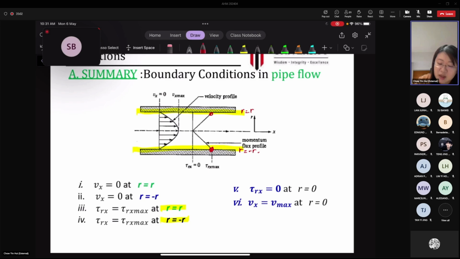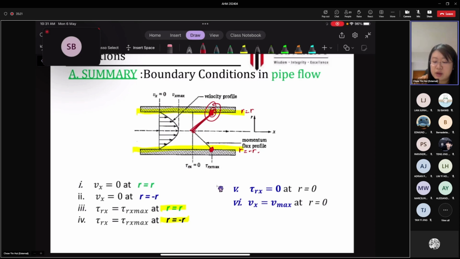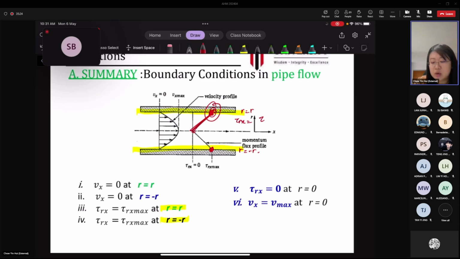Same thing, it's drawn in this way so that you can illustrate the magnitude of the shear stress. It's not to denote that at this section here the shear stress is here. No, it's just a magnitude to show the magnitude of it. So then the tau rx here would be equal to tau rx maximum. The layer of fluid that is just next to the wall will experience the maximum shear stress.